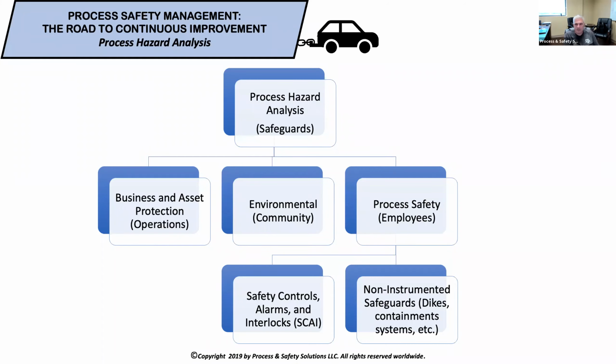When it comes to process safety for employees, we're really looking at 2 different types of safeguards that we can apply. We have safety controls, alarms, and interlocks. And then we have non-instrumented safeguards like dikes, containments, those sort of things.